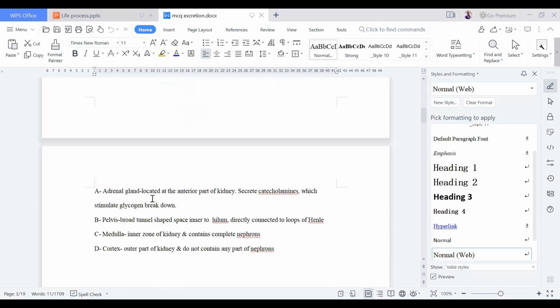A, adrenal gland located at the anterior part of kidney, secretes catecholamines which stimulate glycogen breakdown. B, pelvis, a funnel-shaped space inner to hilum, directly connected to loops of Henle. C, medulla, inner zone of kidney, contains complete nephrons. D, cortex, outer part of kidney, does not contain any nephrons. Ma'am, once again show the figure, ma'am.